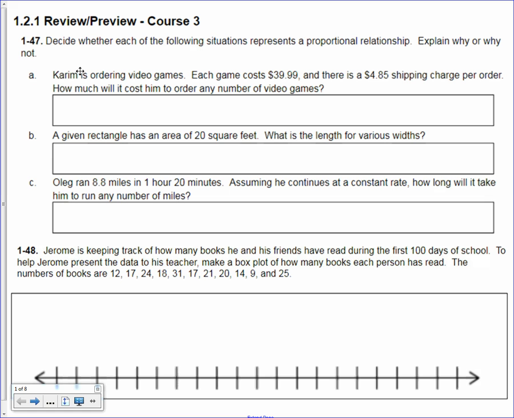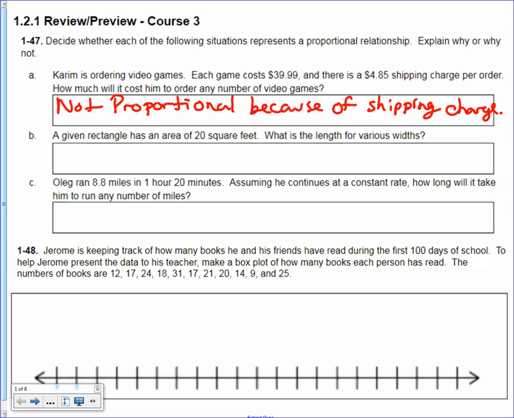So in A, it says Karim is ordering video games. Each game costs $39.99. There's a $4.85 shipping charge per order. How much will it cost him to order any number of video games? And the correct answer is it's not proportional, because of the shipping costs. So it wouldn't be going up by the same amount every time because you have to pay that initial amount.